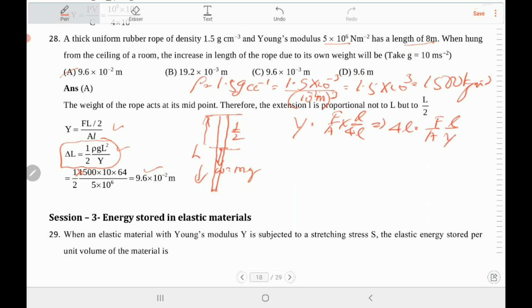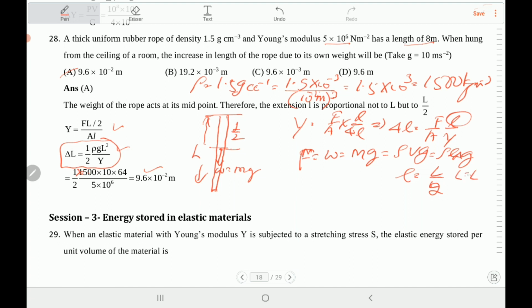He has given the area, and also the length. For the force, what do you write here? Force is weight, its own weight, that is equal to mg. What is m? M is density into volume into g. What is the volume? It is a cylindrical wire, so length into area into g. And for L, you write L by 2. This extension is L by 2.